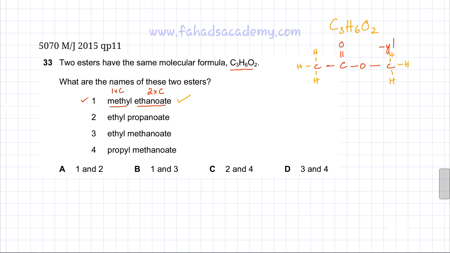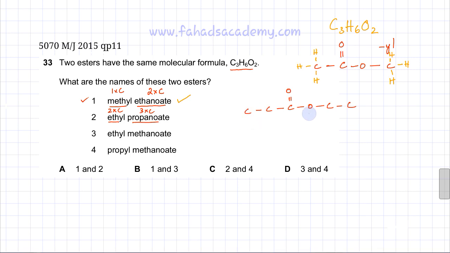Now moving to the second one, which is ethyl propanoate. Let's start with the functional group again, C double bond O, and O. This is the functional group, and this side is your alkyl side, the yl side. This side is ethyl, and eth means there are going to be 2 carbon atoms. On the other side, that's propanoate. Prop stands for 3 carbon atoms, so you're going to have 3 carbons. One is already there, so there's the second one, and there's the third one.